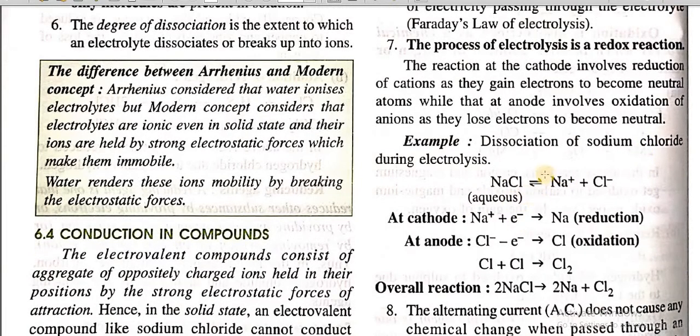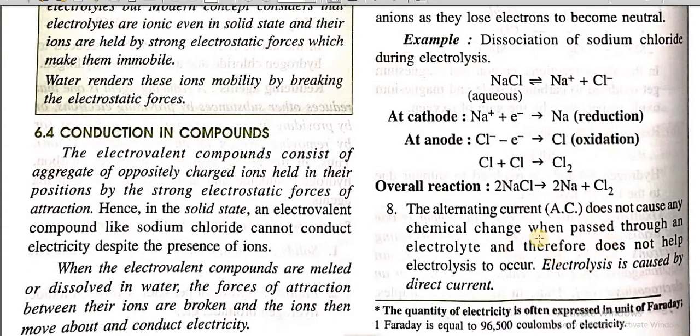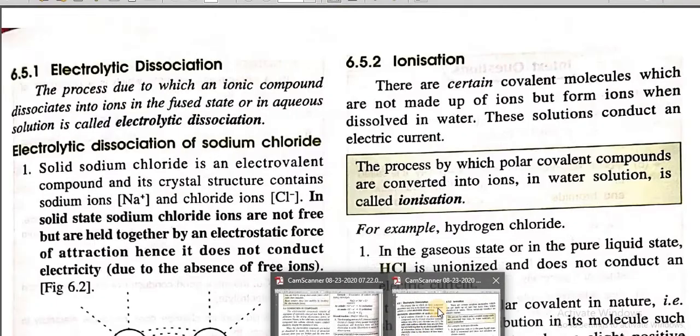The decomposition of sodium chloride during electrolysis can be shown like this. NaCl, when you take an aqueous solution and pass electric current, will decompose into sodium ion and negative chloride ion. At the cathode, this sodium ion will gain an electron and convert into a neutral atom. That is the reduction process, addition or gain of electron. At the anode, the chloride ion loses an electron to form a neutral chlorine atom, that is oxidation, and 2 chlorine atoms give you Cl2. The overall reaction will be 2 NaCl giving you 2 Na plus Cl2. So these are the characteristics of the electrolytic process.